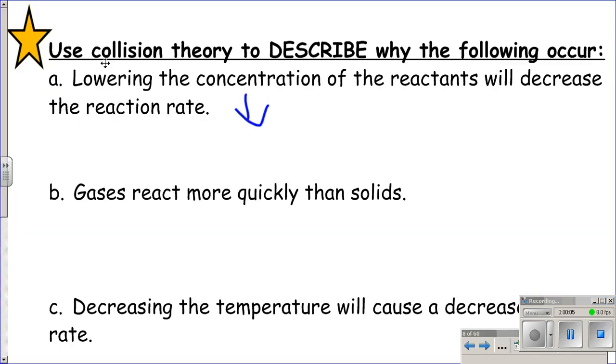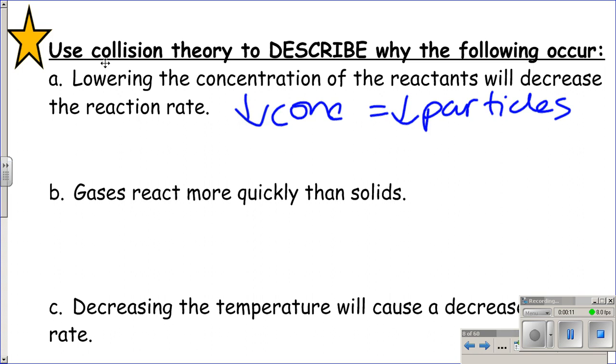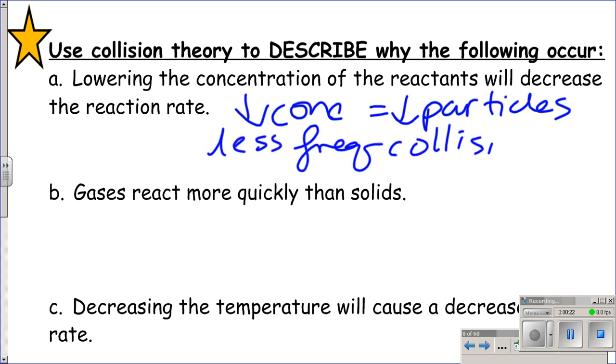Decreasing the concentration, Kevin, decreases the particles, which would do what? Okay, so let's word that as less frequent collisions. And what would that do to the rate of reaction? Slow it down. Lowers the rate. Okay, so baby steps for me. I want you to show me the individual dots that you're connecting. Decreasing particles, less frequent collisions. Less frequent collisions will lower the rate of reaction.